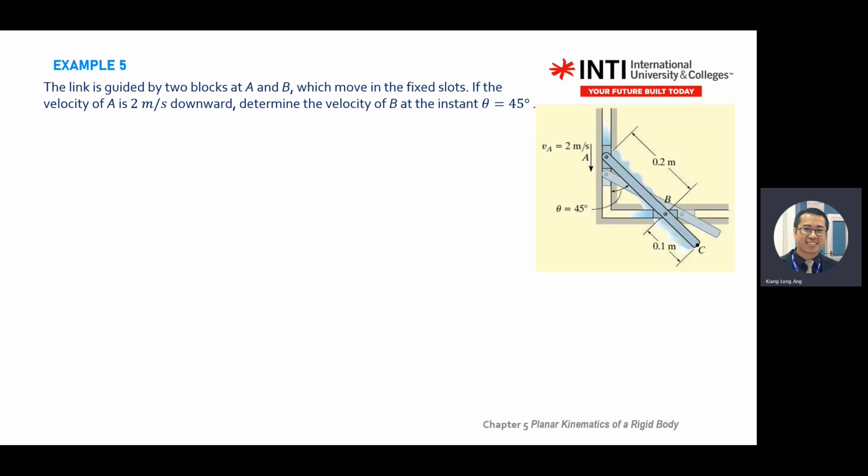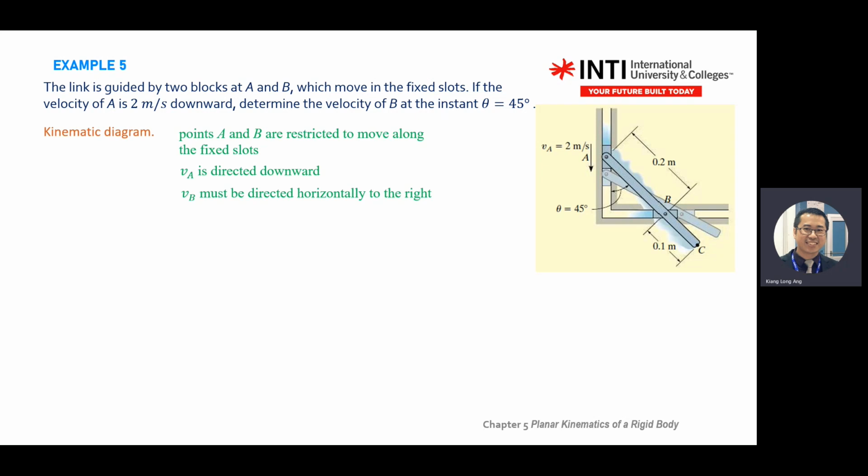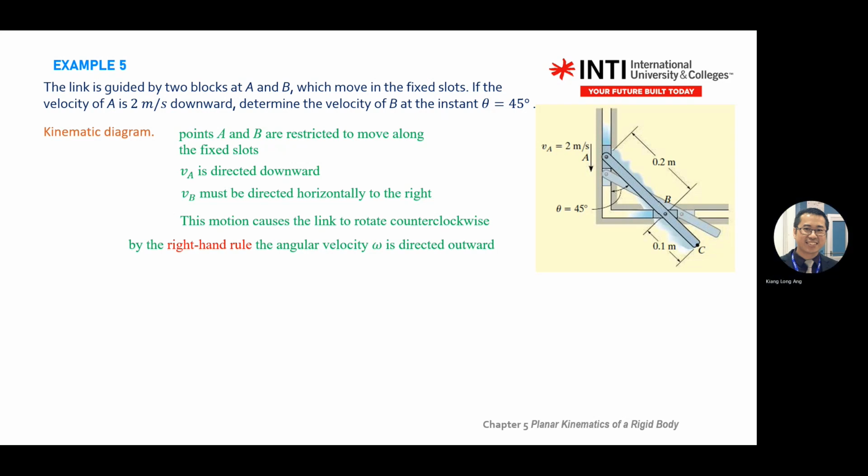Okay, so you need to determine velocity at B. There are two ways. All right, so you draw your kinematic diagram. A moves toward B to the right, right? Then the link moves counterclockwise. You do right hand rules. Where is the angular velocity directed? It is directed outwards because you move anti-clockwise.